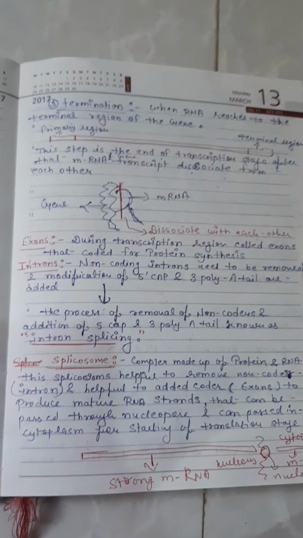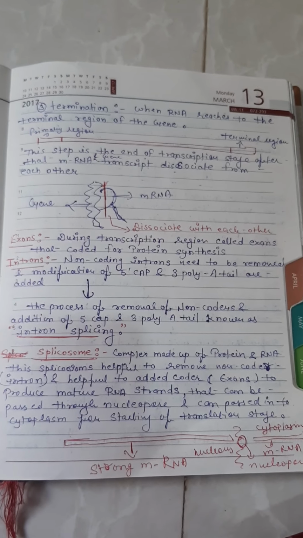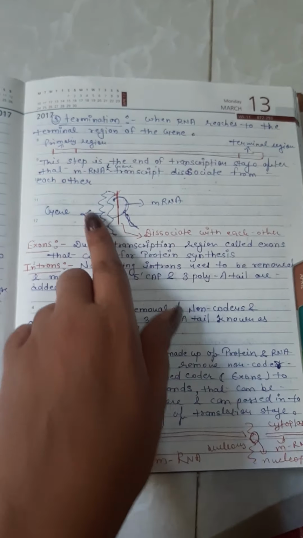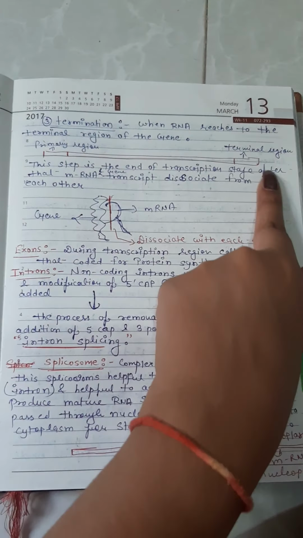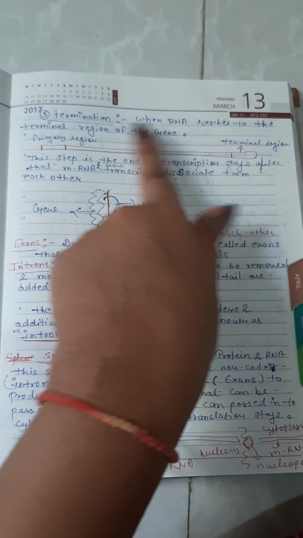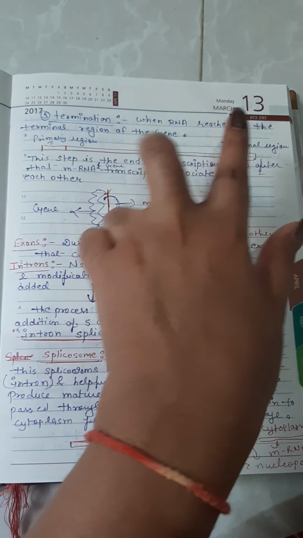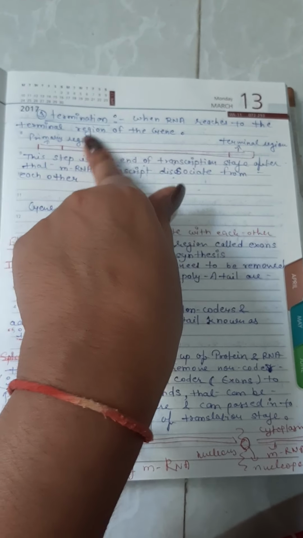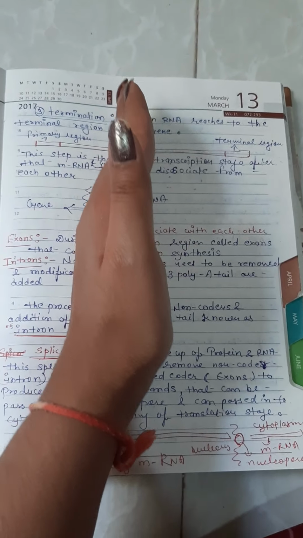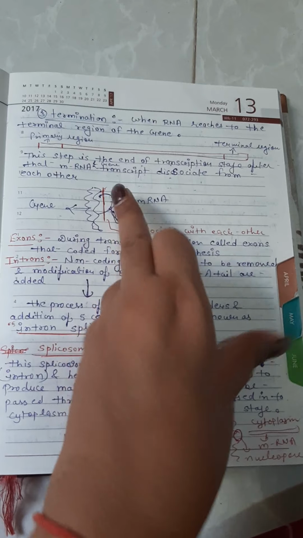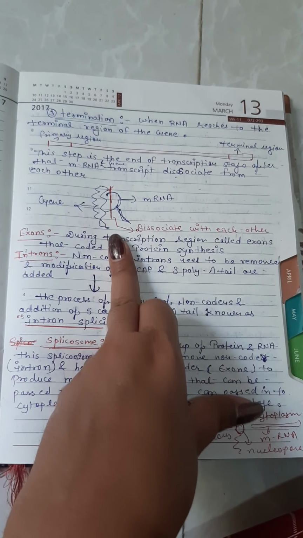The terminal region is where the RNA reaches the end of the gene. Okay, this is your primary region and this is your terminal region. When the RNA moves from the primary region to the terminal region, that process is known as termination. This means you have to terminate something, so for terminating, the linkage has to be broken.